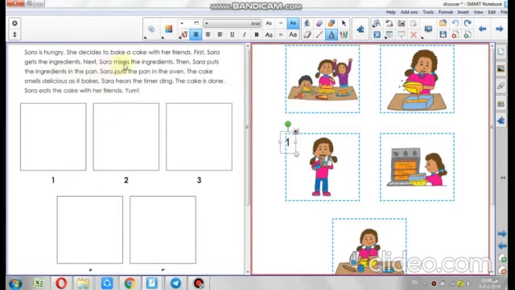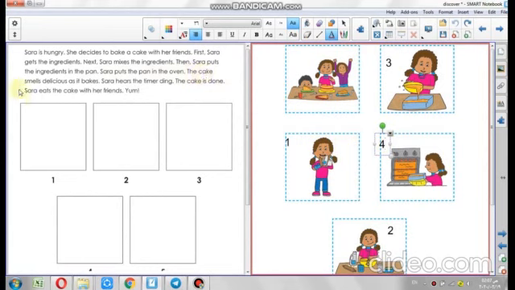Next, Sarah mixes these ingredients together. What does Sarah use? Sarah uses a mixer. So this is number 2. Then Sarah puts these ingredients in the pan. So this is number 3. Sarah puts the pan in the oven. So this is number 4.